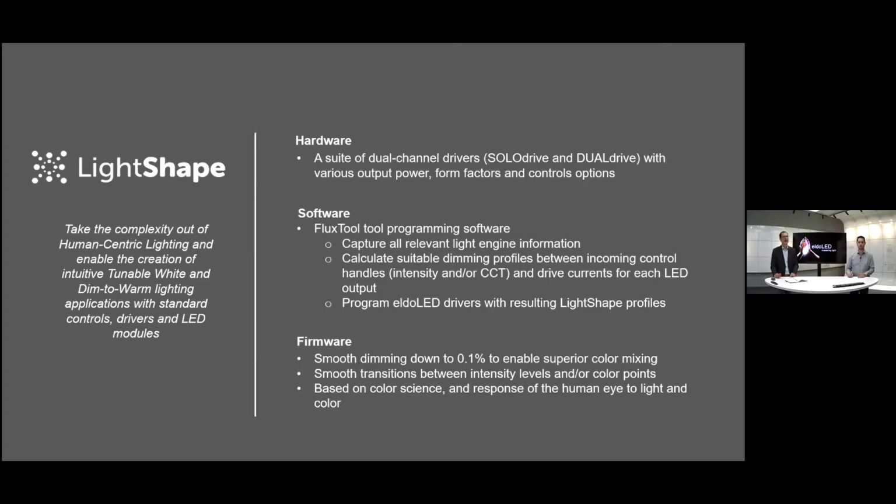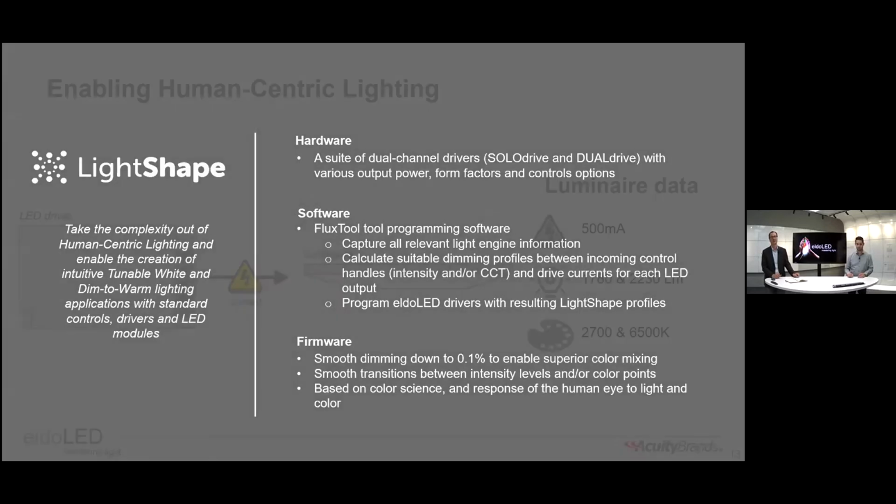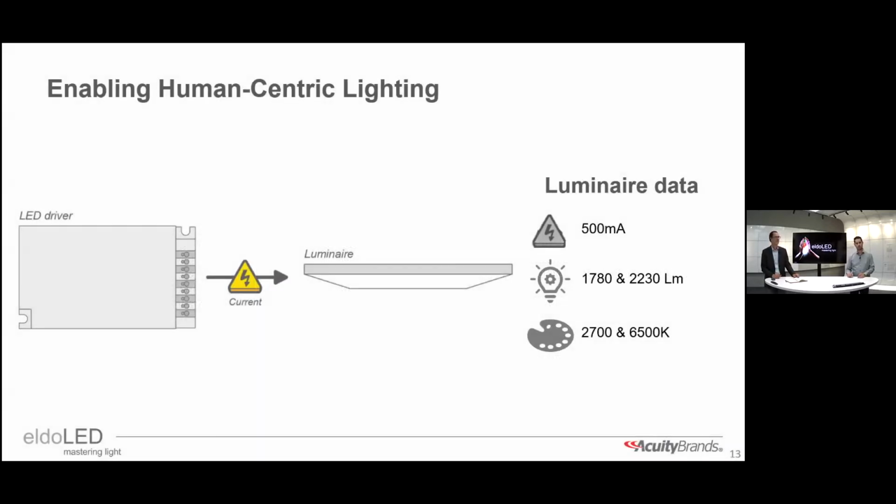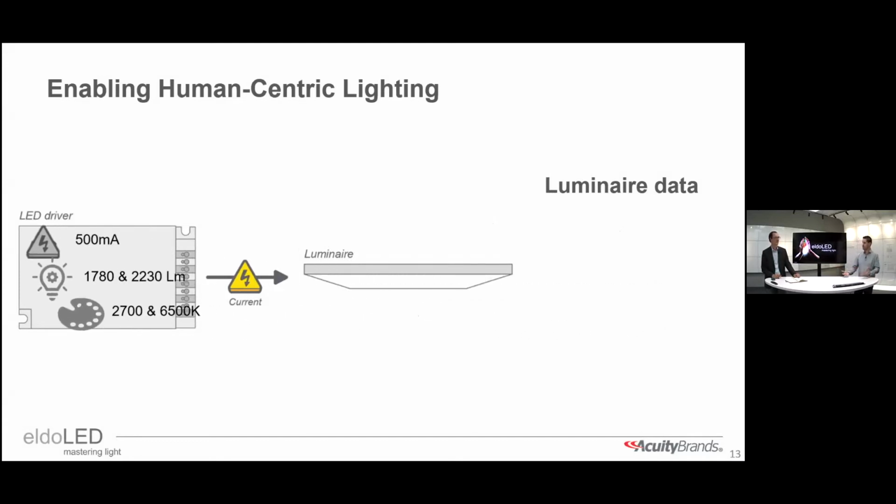So let's take a look at how that data gets into the driver, and what data I need to define for that. On the left, you see the LED driver. Normally, you program the driver to a certain drive current. The luminaire comes with lumen data and CCT data, the color data of the luminaire. By bringing all that data into the driver, it can correctly calculate the right drive current, in such a way that the driver can more or less predict the LED output based on the data provided by LightShape. And that's something you do when you're configuring the driver before you're connecting it to the actual luminaire.